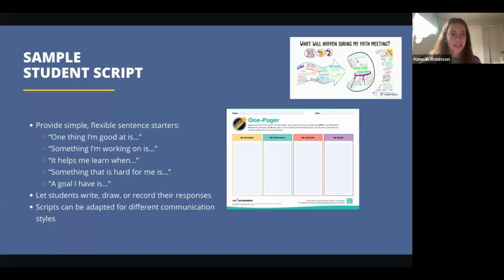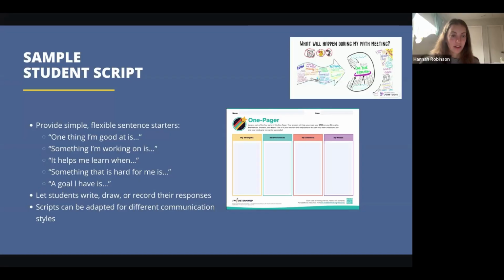So some sample student scripts that you might be able to work on to prepare for participating in these IEP meetings is just preparing with simple, flexible sentence starters, such as one thing I'm good at is, something I'm working on is, it helps me learn or I learn best when, something that is hard for me, and a goal that I have is. It might help students to write, draw, or record their responses beforehand so that they can come into their meeting with something prepared to say.